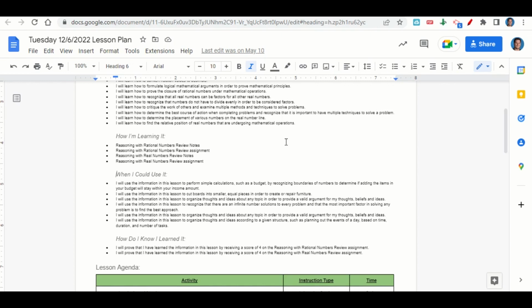How do you know you learned it? By getting a score of 4 on the Reasoning with Rational Numbers review assignment and a 4 on the Reasoning with Real Numbers review assignment.